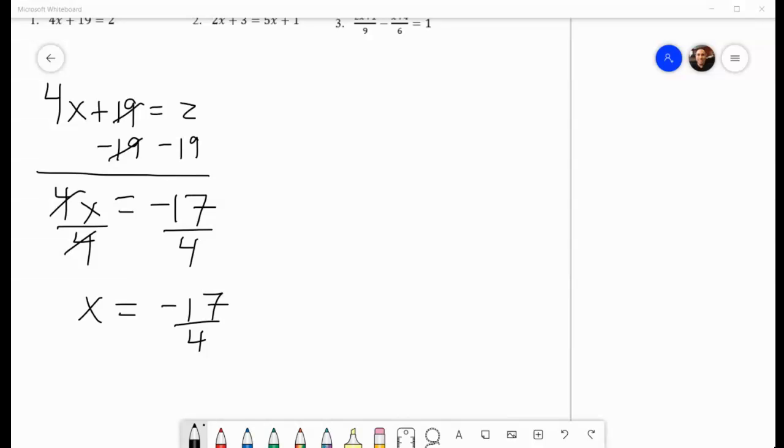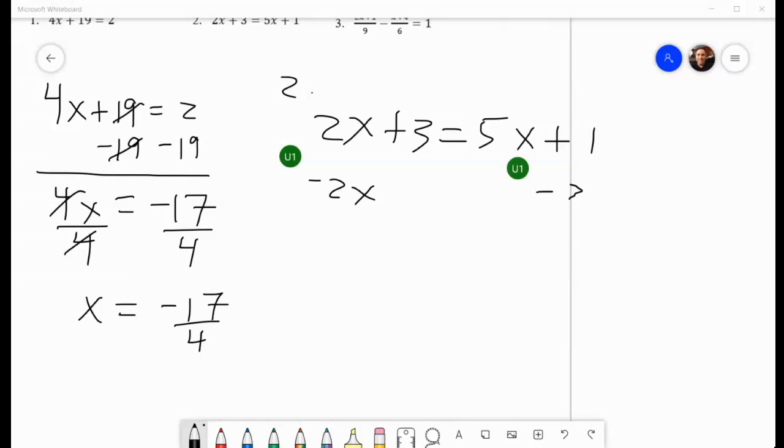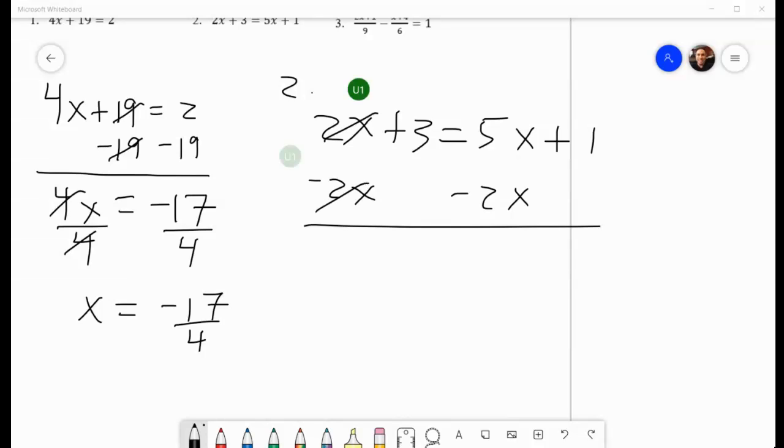We have 2x plus 3 equal to 5x plus 1. Okay? And again, we want to get x all alone. Okay, so what I'm going to do first is this. I'm going to subtract 2x from both sides, like so. Okay, so we subtract them. The 2x's here cancel. We're going to get 3 equals 3x plus 1.